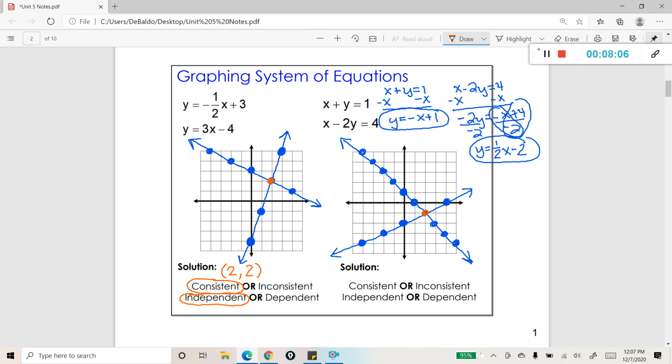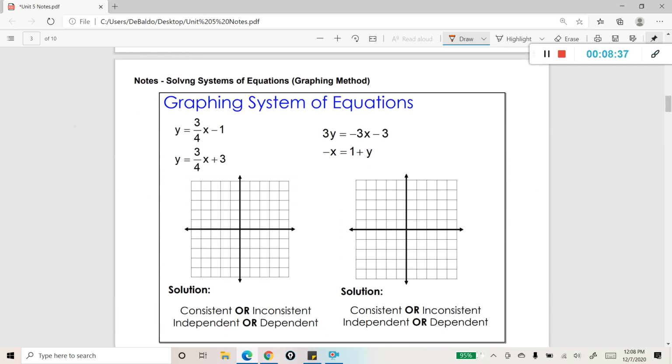It looks like the solution is right here. That's where they intersect. And it looks like that solution is at (2, -1). So this is the solution to my system. And because this system has exactly, well, actually, because it has an answer, it is consistent. And because it has exactly one answer and not many answers, it is independent as well.